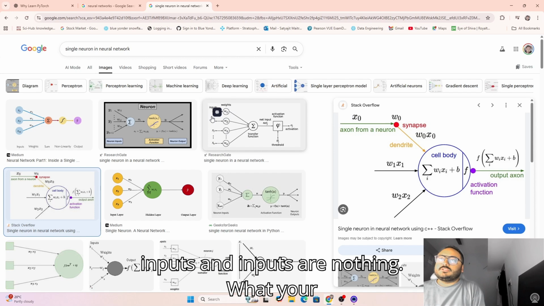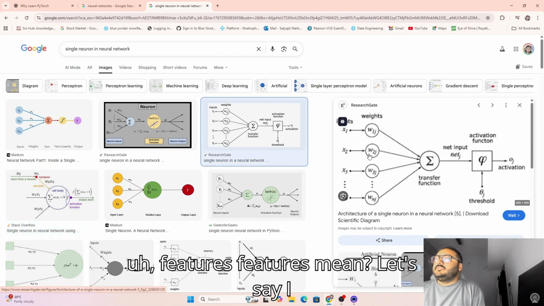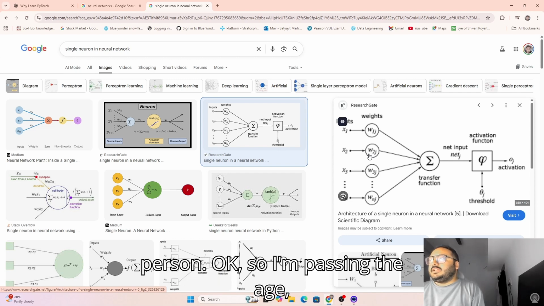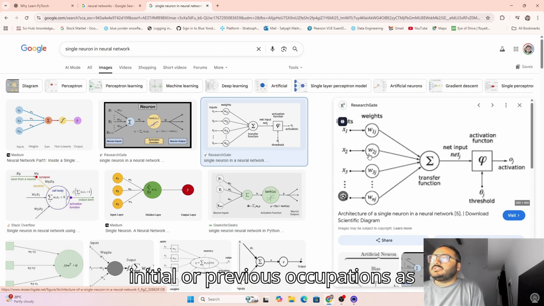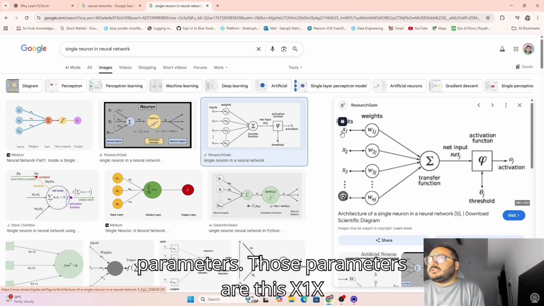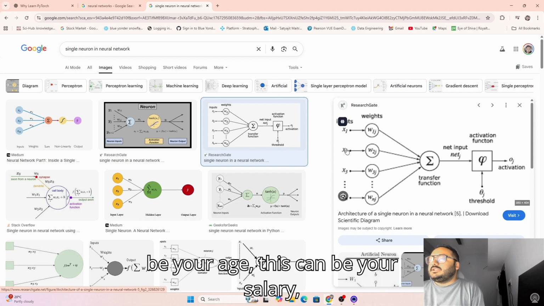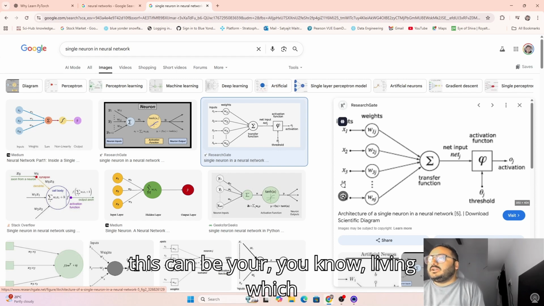Here you can see what is happening. You have inputs, and inputs are nothing but your features. Let's say I want to calculate the salary of a person. I'm passing the age, the job, the occupation, the graduation, previous occupations as parameters. Those parameters are this x1, x2, x3, and so on. So this can be your age, this can be your salary, this can be your previous occupation, this can be which state the person lives in.